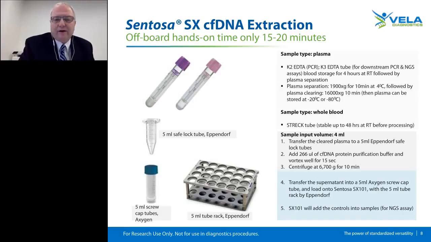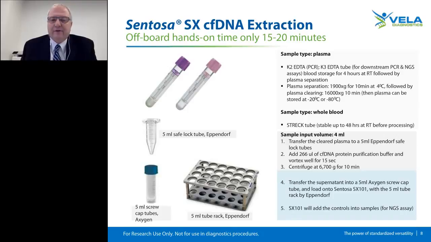Blood storage for 4 hours at room temperature, followed by plasma separation, is the recommendation for both the K2 or K3 EDTA tubes. For the plasma separation, we recommend centrifugation at 1900 G for 10 minutes at 4 degrees C, followed by plasma clearing, another centrifugation step at 1600 G for 10 minutes. After that, the plasma can be stored at -20 or -80 degrees C. For the sample type whole blood, we're recommending the Streck tube, which is stable up to 48 hours at room temperature before processing.